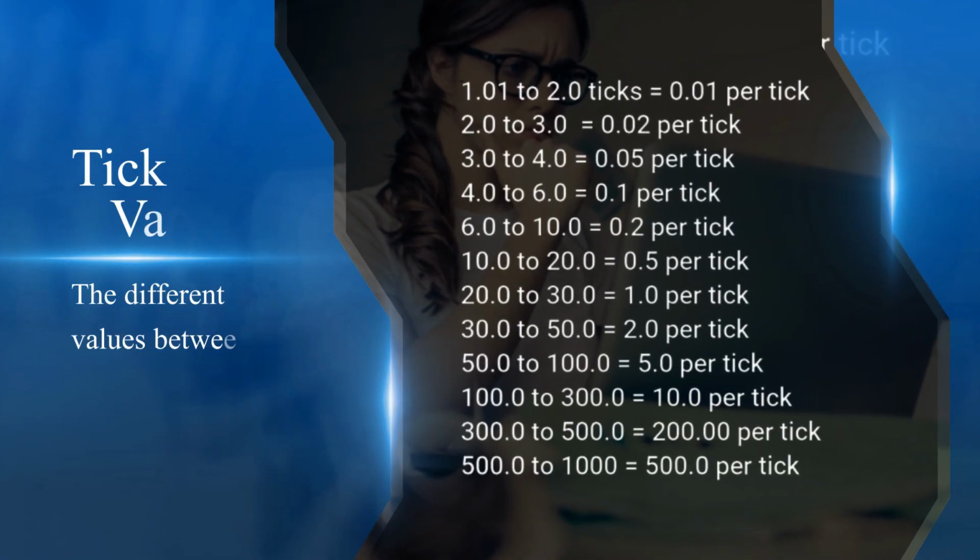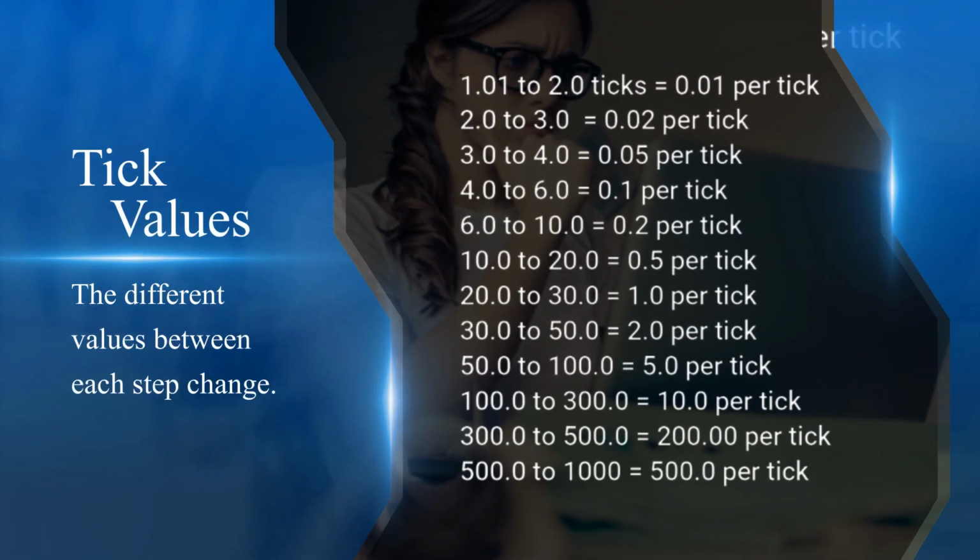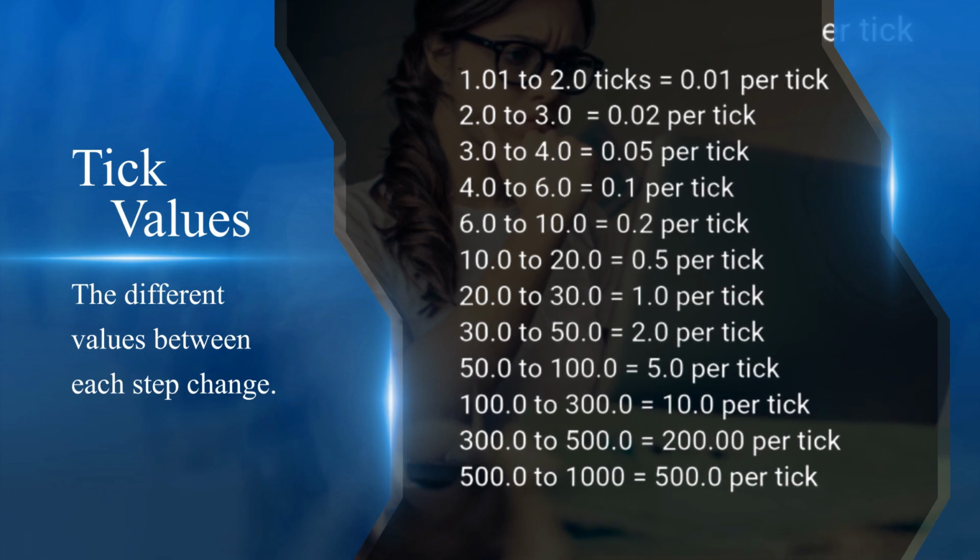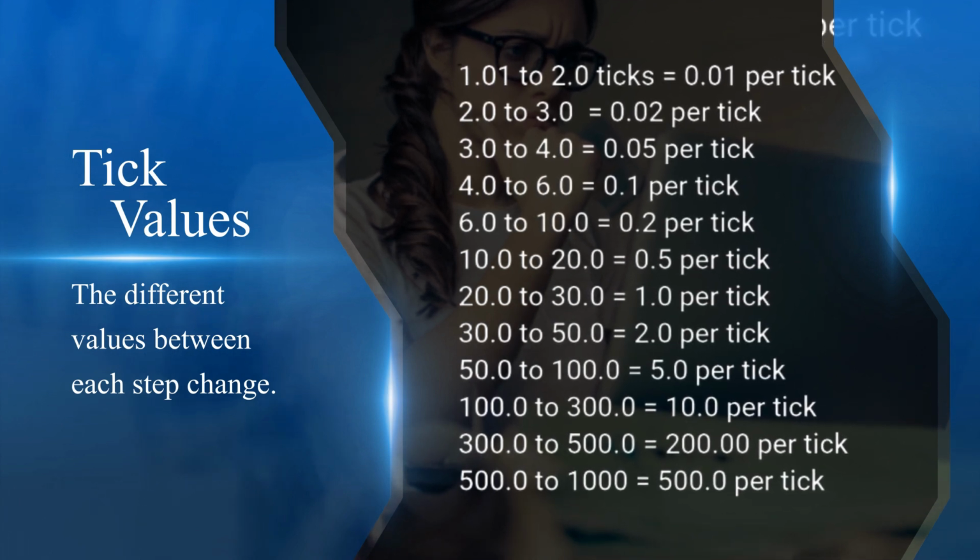So at 1.01 to 2, you will move at 0.01 per tick. At decimal 2 to decimal 3, you will go up by 0.02 per tick. At decimal 3 to decimal 4, ticks increase by 0.05. At decimal 4 to decimal 6, ticks move by 0.1, so 4.1, 4.2, 4.3 and so on. At decimal 6 to decimal 10, the step change is now at 0.2 per tick.